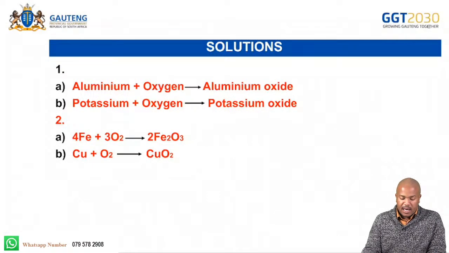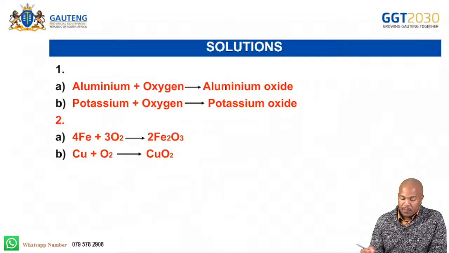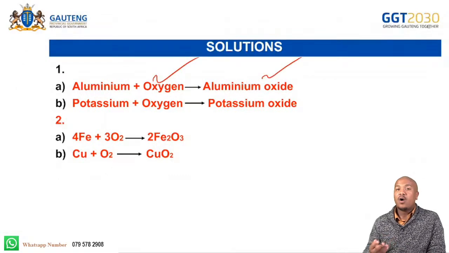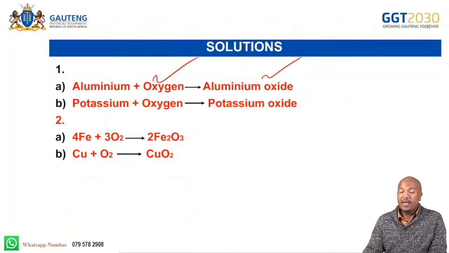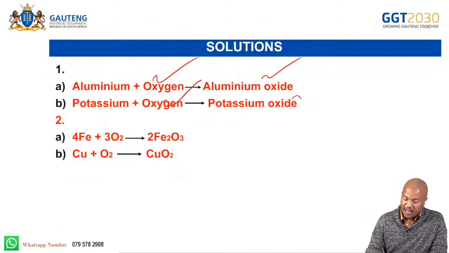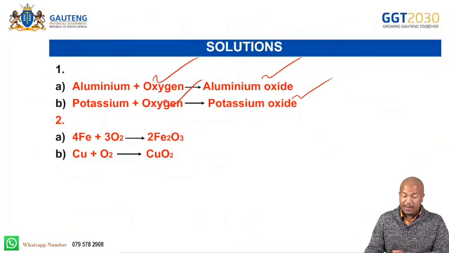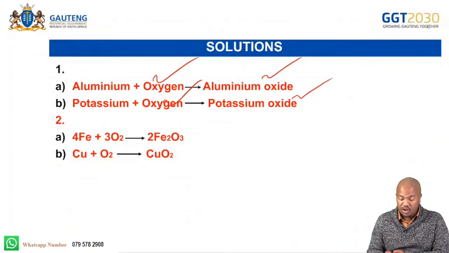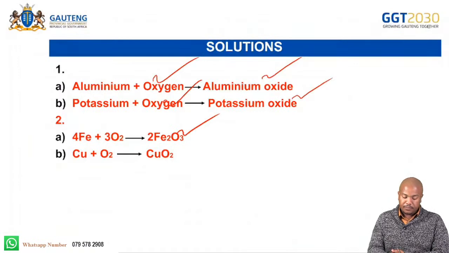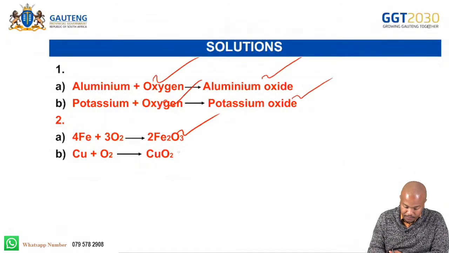Number 1. A is aluminium plus oxygen to form aluminium oxide, right? Then B, it's potassium plus oxygen to form what? Potassium oxide. Then number 2A, it is 4Fe plus 3O2 to form 2Fe2O3, right? Then B, it is Cu plus O2 to form CuO2, right?